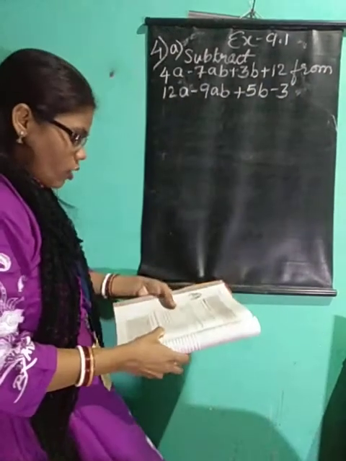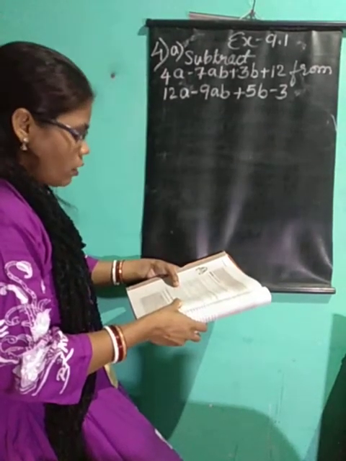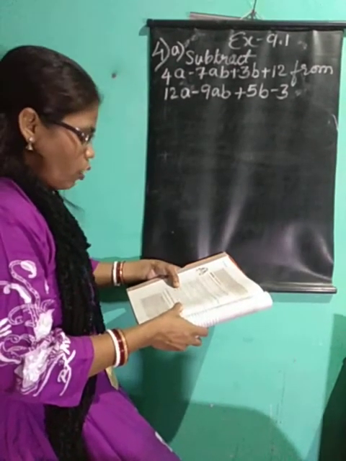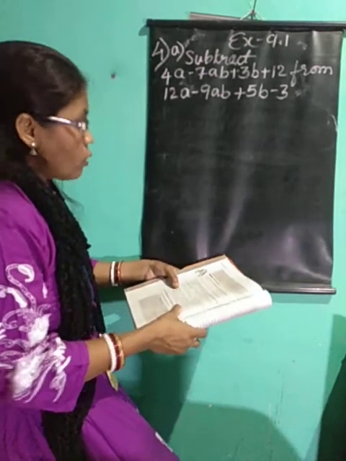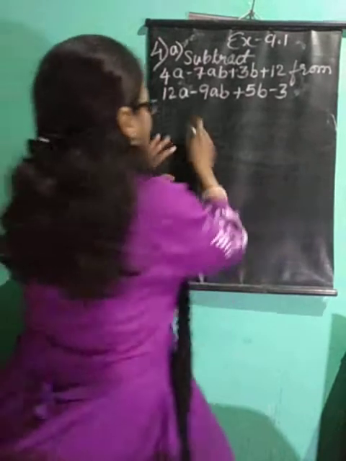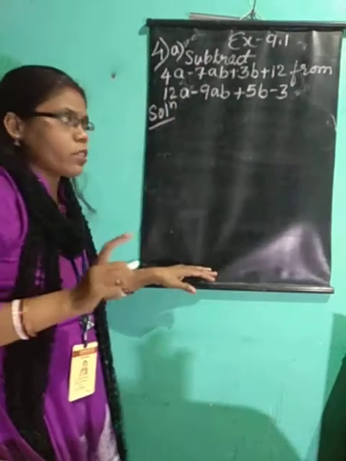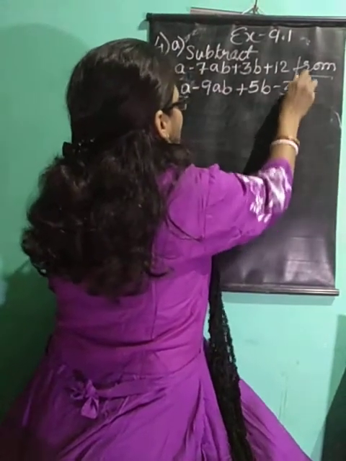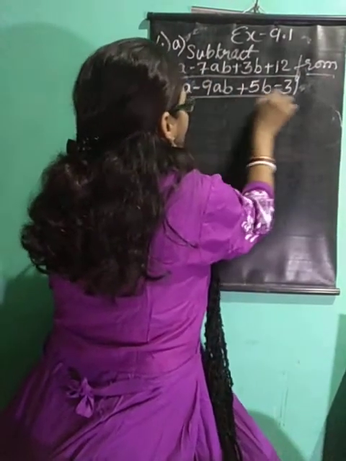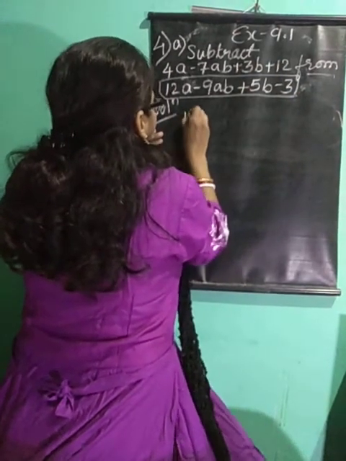Okay, so your question, let me check once again: 4a minus 7ab plus 3b plus 12 from 12a minus 9ab plus 5b minus 3. Yes, this is your question. Now let us solve it. Whenever you subtract, remember this: whatever the term after "from" has to be written first. So we will be writing this first.